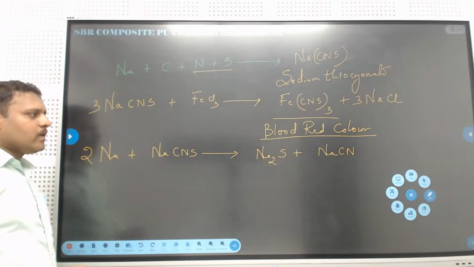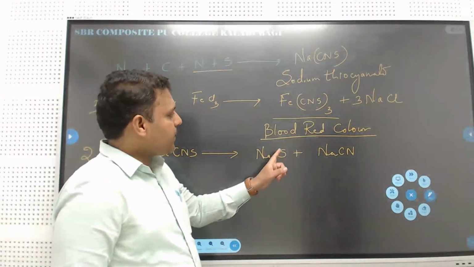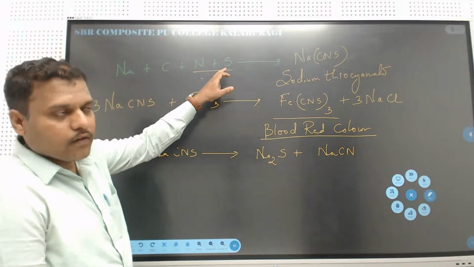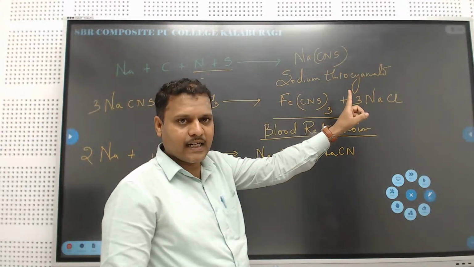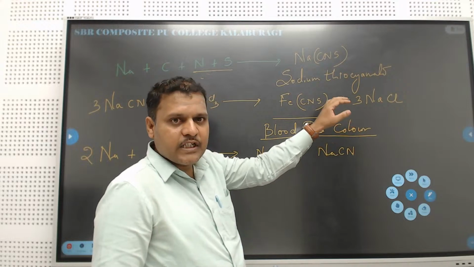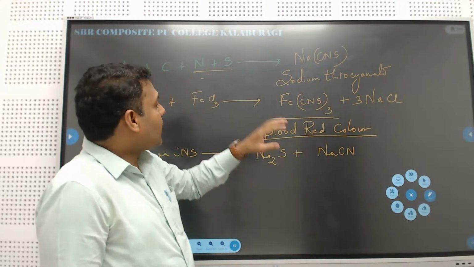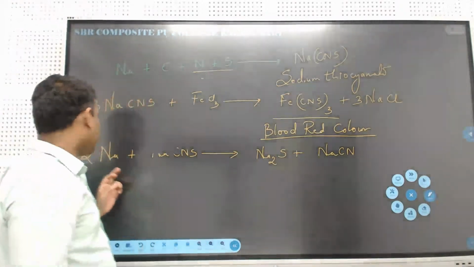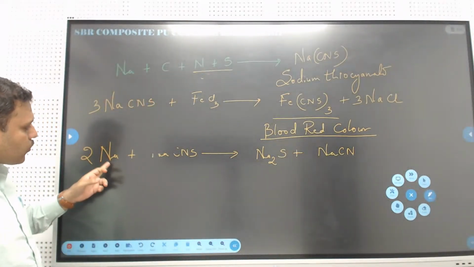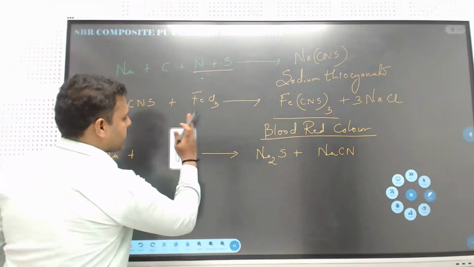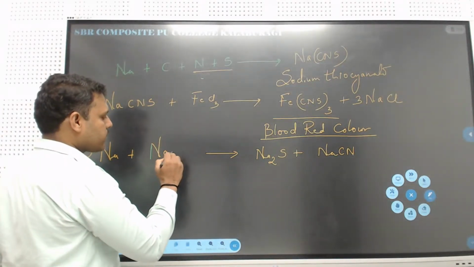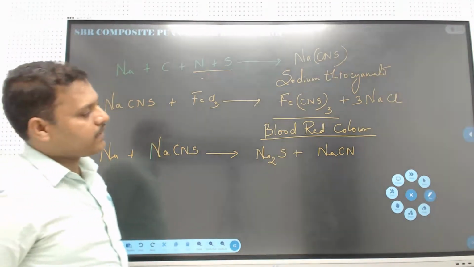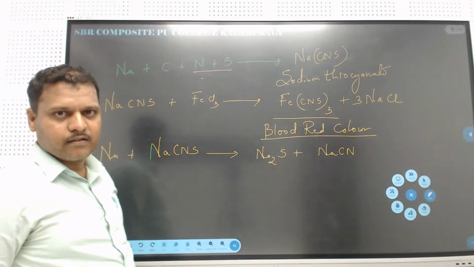So therefore, care should be taken that when we are going for the detection of the presence of nitrogen as well as sulfur, for the presence of sodium thiocyanate, if blood red color does not appear, it doesn't mean that the compound is not containing nitrogen and sulfur. There might be chances that if we take a little bit of excess of sodium metal, then that sodium metal may decompose this sodium thiocyanate into sodium sulfide and sodium cyanide, right?